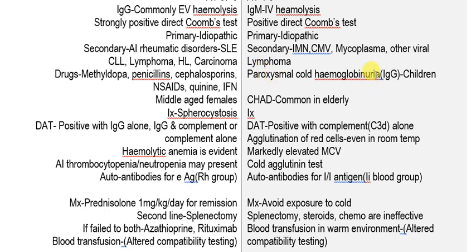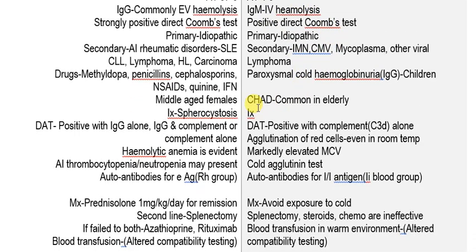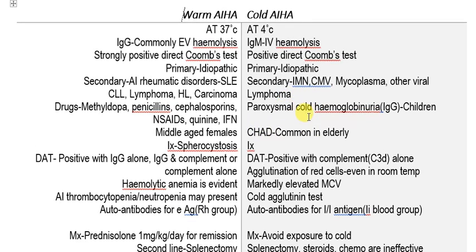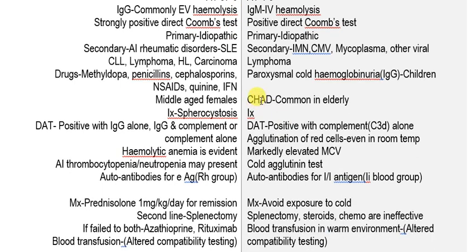That means in children, in the nights, patients develop hemoglobinuria, red colored urine. These children may pass red colored urine, so it is a disease condition. It's a subset of cold autoimmune hemolytic anemia. And there's another disease entity called chronic cold hemagglutinin disease, that is CHAD, which is common in the elderly, and it is also a type of subset of cold autoimmune hemolytic anemia, which causes chronic hemolysis.